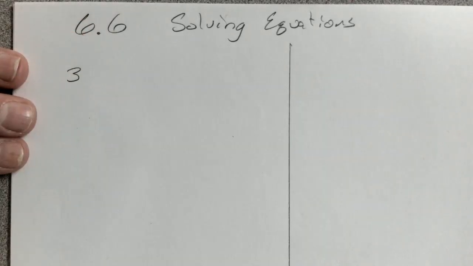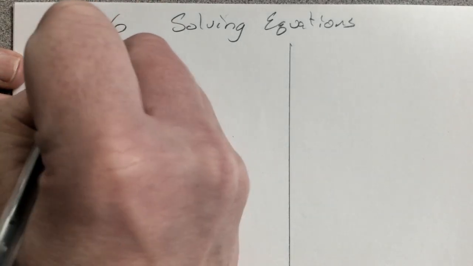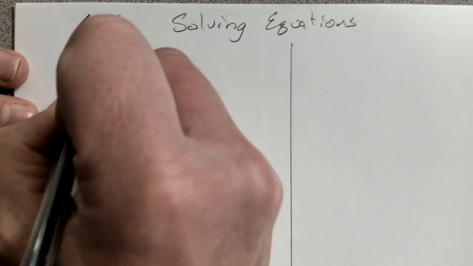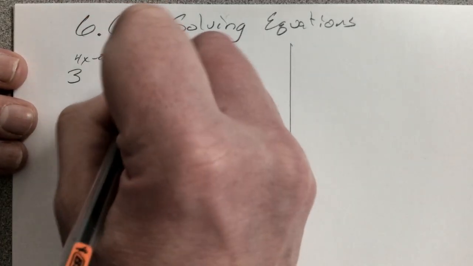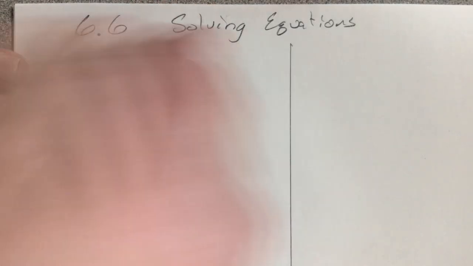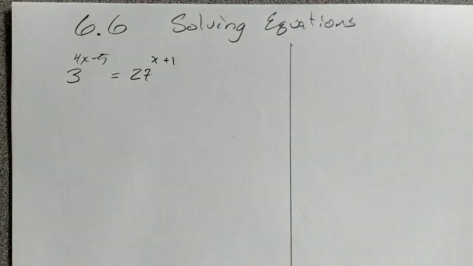Let's go with 3 raised to the 4x minus 5 is equal to 27 raised to the x plus 1. And we got to solve for x.